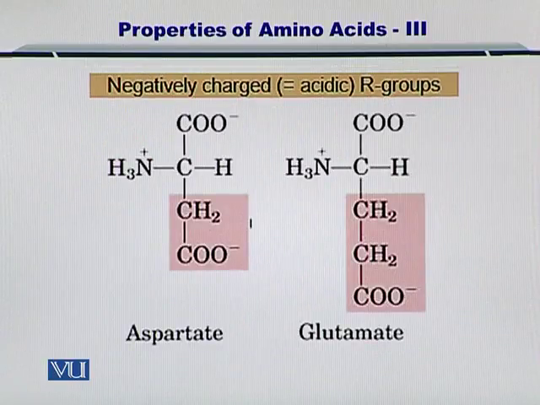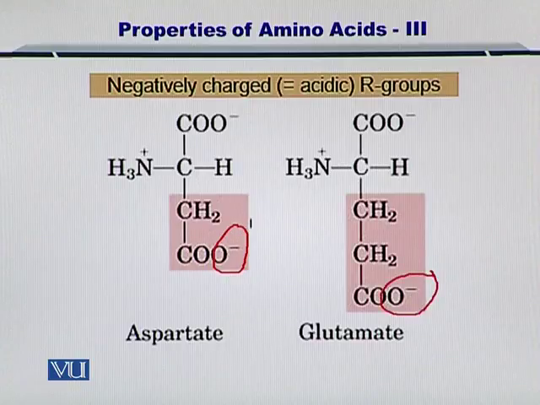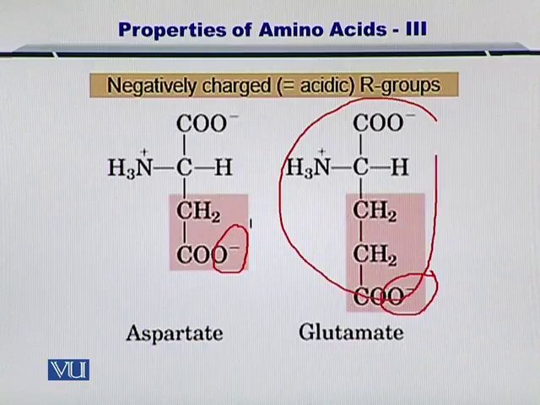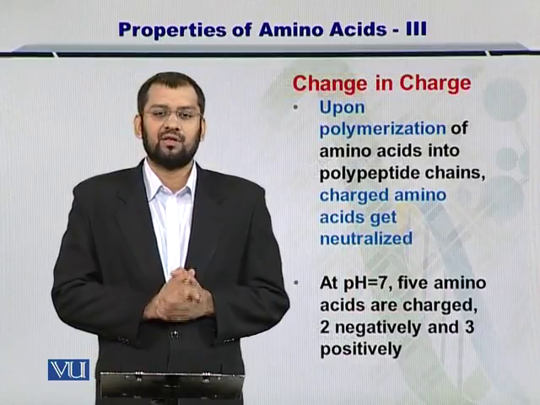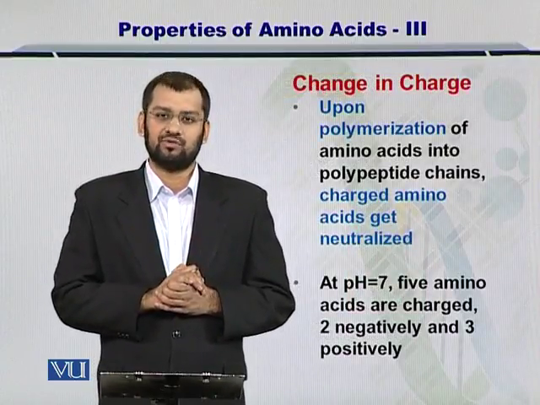Okay, so the negatively charged amino acids are shown here and the side groups are also mentioned. So you can see that each of the side group has a negative charge here and here. So the overall charge of the amino acid can be taken to be negative, since this positive and this negative charge will cancel out. So in this way, aspartate and glutamate can act as negatively charged amino acids, and upon polymerization all of these charges are neutralized.